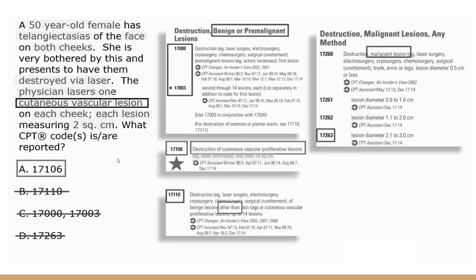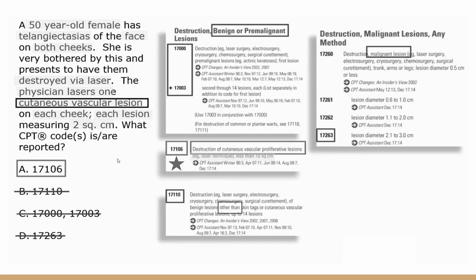So by looking at the options, 17263 is for a malignant lesion. This is definitely not a malignant lesion. 17000 and 17003 is one. This is for a pre-malignant lesion, so we cannot have that. 17110 is for lesions other than skin tags and cutaneous vascular proliferative lesions, and this is a cutaneous vascular lesion, so I can't even take 17110.